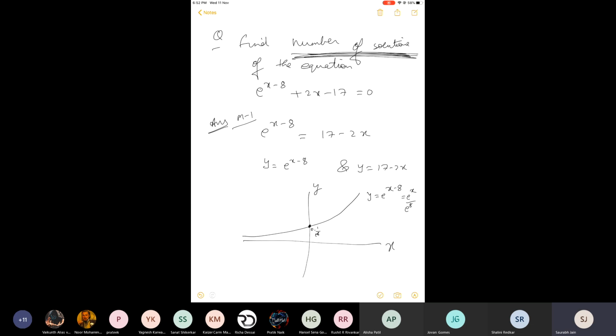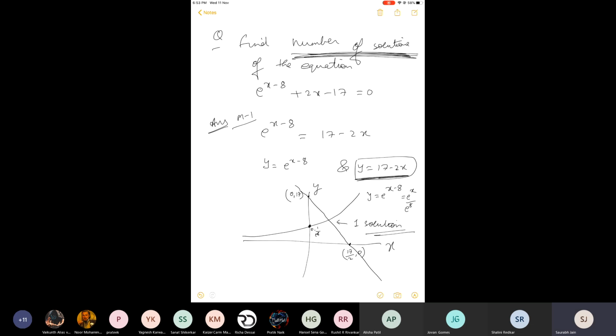And the second one is a straight line. We already know how to draw the graph. At x equal to 0, y is 17. It will be quite above this point, 0 comma 1 by e to the power 8, which is a very small number. And y will be 0 when x is 17 by 2. You have 2 points, join them. You will get a straight line and a point of intersection as well. So it will be one solution.